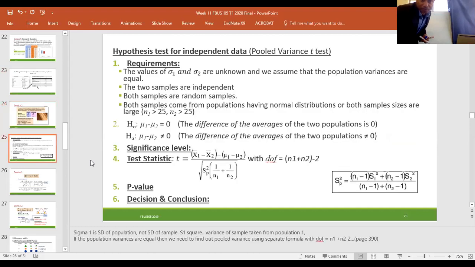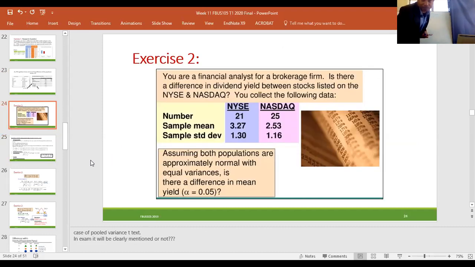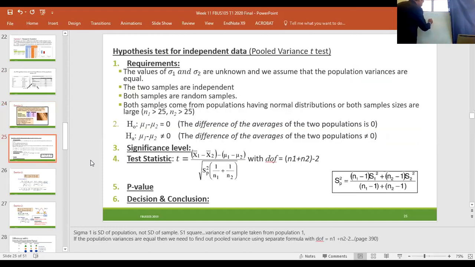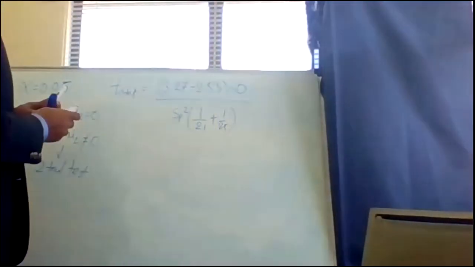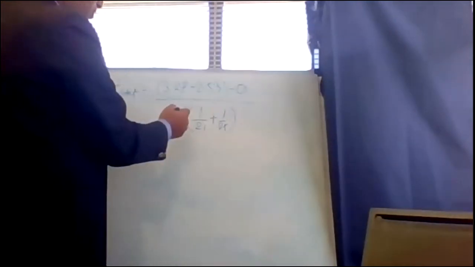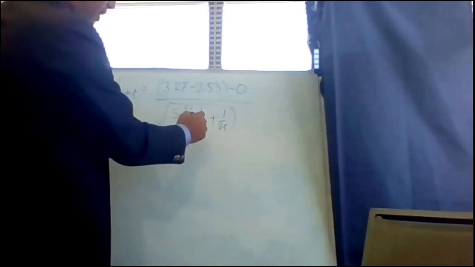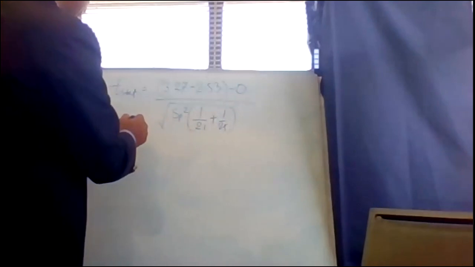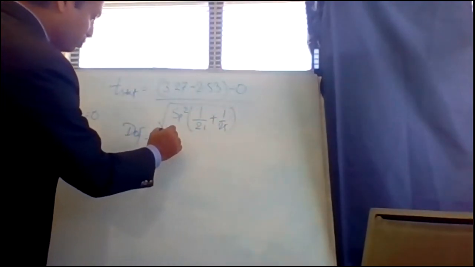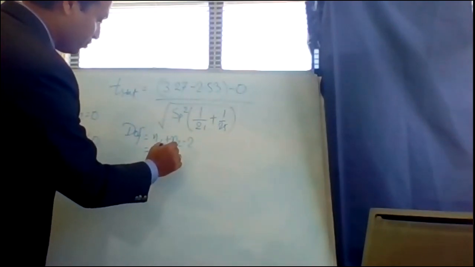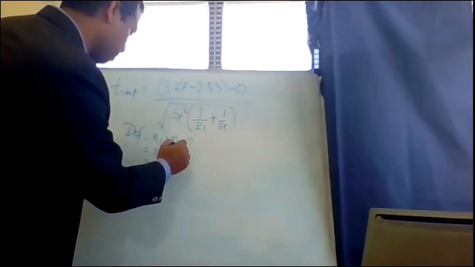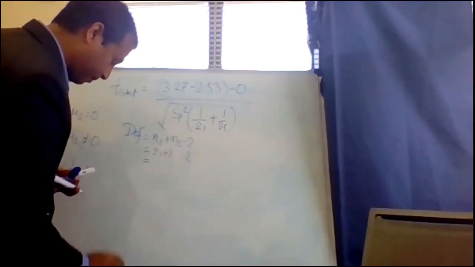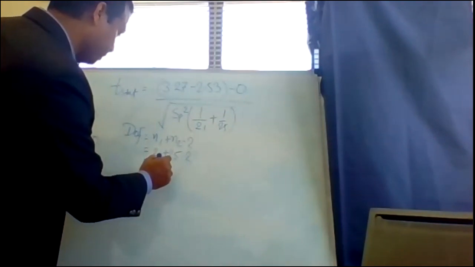Keep in mind what is 1 point. Okay, so the formula: Sp square, you need to find out. Sp is known as pooled variance. 1 by n1 is how much n1? 21 and 25. 21 plus 1 by 25. So let me take you to the whiteboard. The t-stat is x1 bar minus x2 bar minus 0, over Sp square times 1 by n1, which is 21, plus 1 by 25. The degree of freedom is n1 plus n2 minus 2, so 21 plus 25 minus 2, that is 44. So we got the degree of freedom.